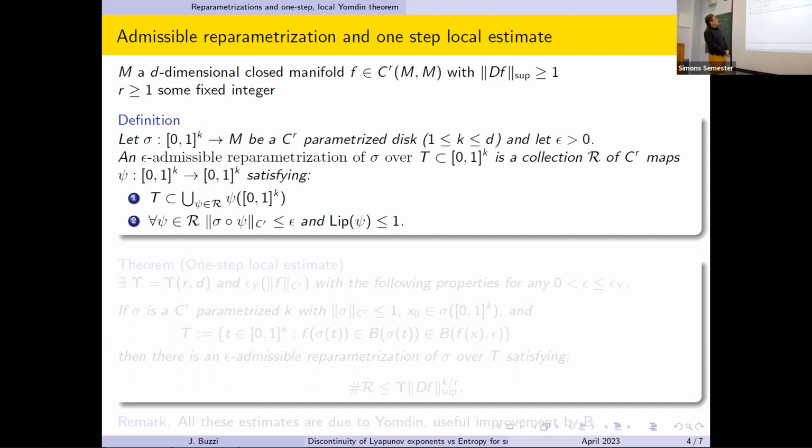Okay, so now I take a disk, sigma. I fix some epsilon, and I will say that I have an epsilon admissible reparametrization of sigma over some subset, if it is a collection of C^r maps from the unit cube into the unit cube, which satisfies the following two conditions. First, I should make a picture, because when you write it like that, the first time it may be frightening, but in fact, it's very simple.